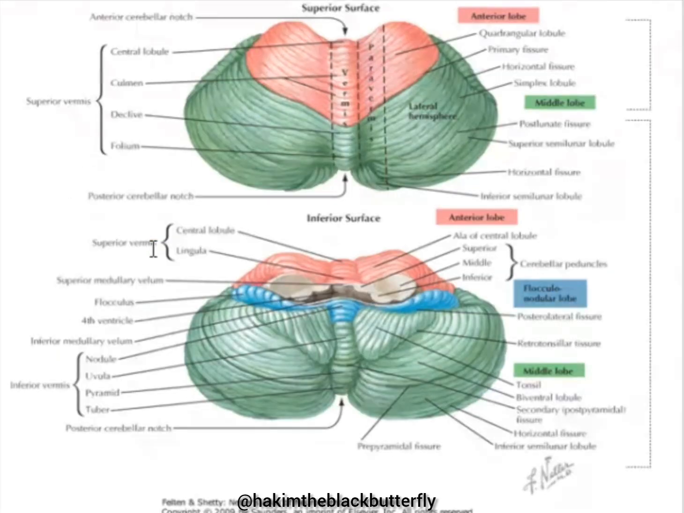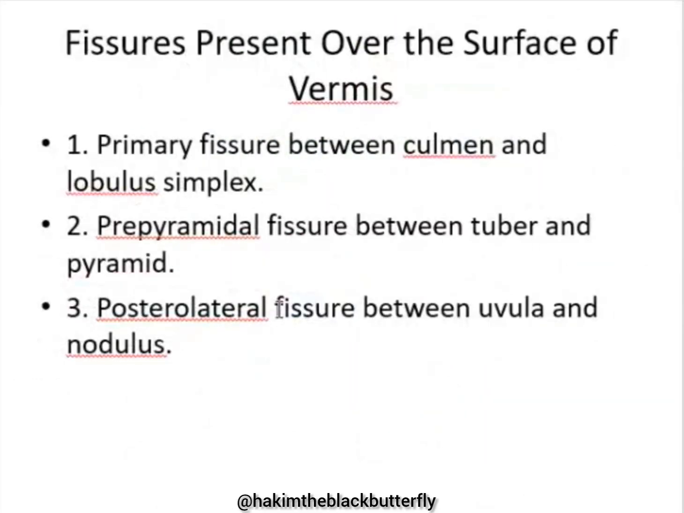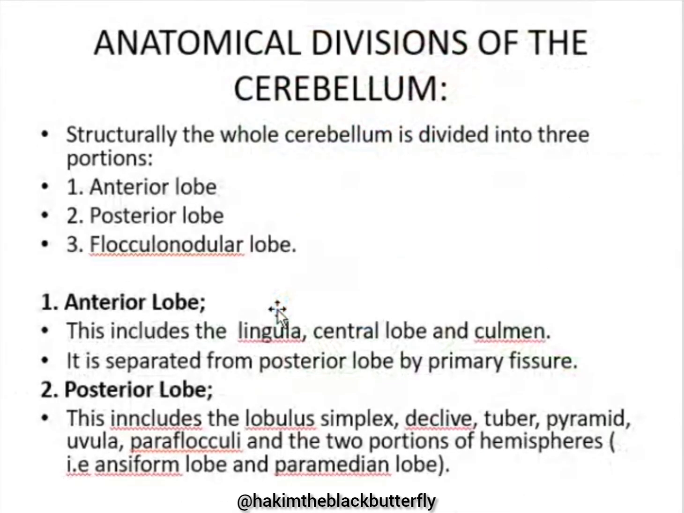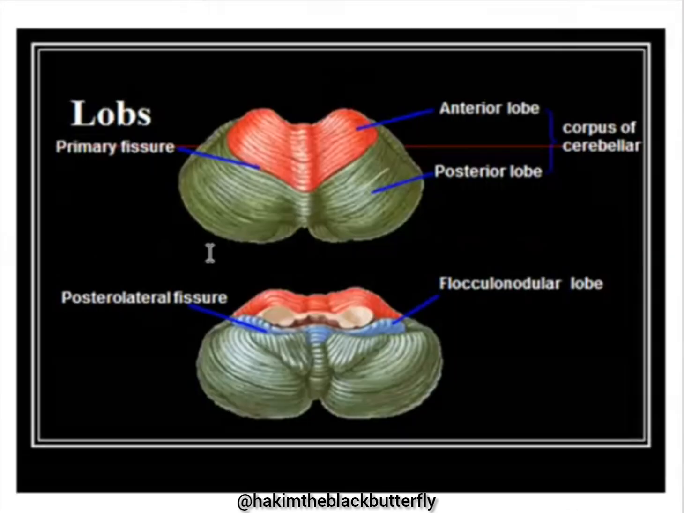When you go back here, you're going to see the tuber is here and the pyramid is there, and then this is the pre-pyramidal fissure. But the major ones are the primary and then the posterolateral fissures. So we have looked at the anatomical lobes, the anterior, the posterior, and the flocculonodular lobes, and where they are located.